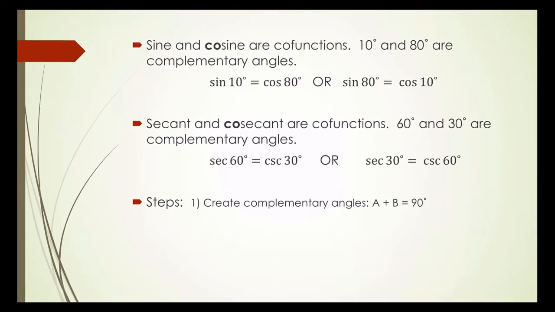So to recognize cofunctions, you create the complementary angles. A plus B is 90 degrees. Just any 2 angles that add up to 90 degrees. And then you just insert each of those angles into the cofunctions. So they're always equal, and you can always check your calculator to make sure they're equal to each other.